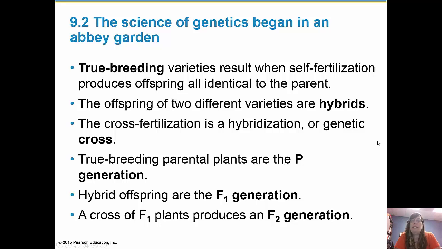Okay, we're going to talk about genetics today, which is chapter 9 from your book. These slides are from the lecture that's posted. I just cut some of them out. But the first thing you have to be familiar with are a couple of terms.